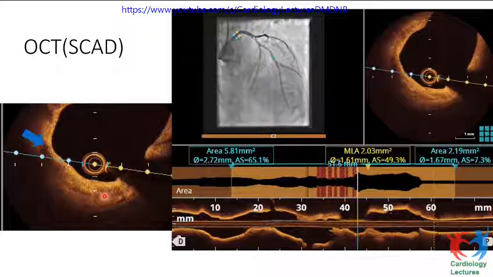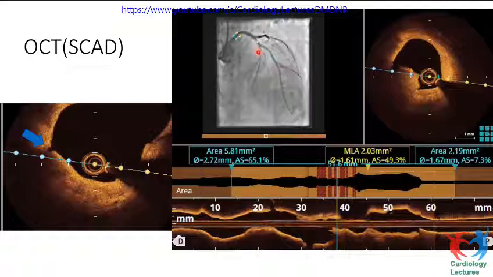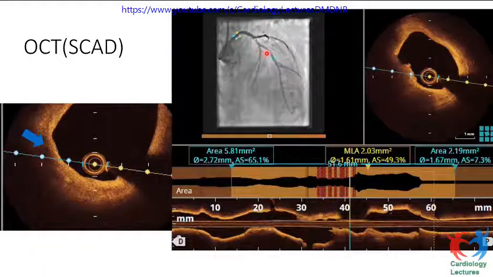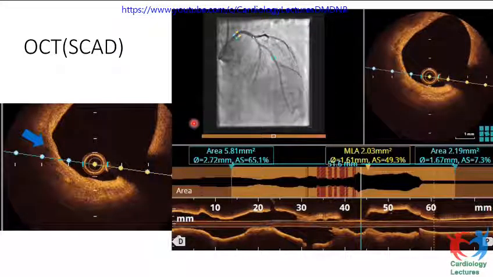So this is a type 1 SCAD patient presenting like an anterior wall MI. And the luminal area is very good. The patient was hemodynamically stable, so you can just leave it on medical management.